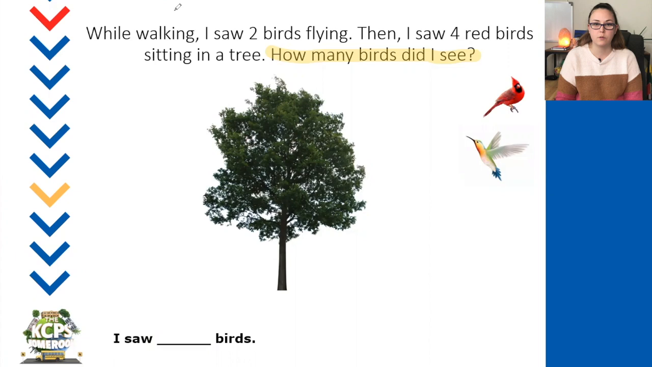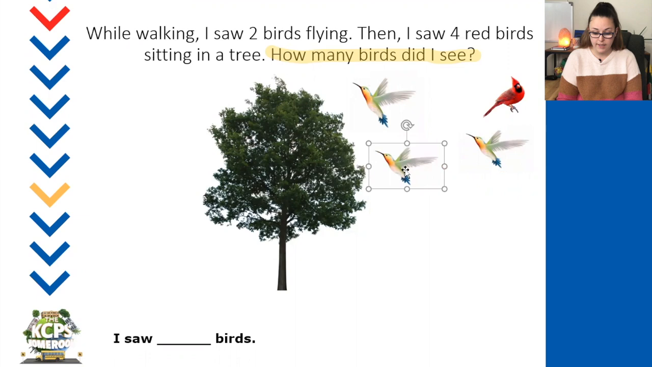So now let's go back to the problem. While walking, I saw two birds flying. I'm going to stop there. So I'm going to take the two birds and I'm going to make them fly. So here's one bird flying, and there's two birds flying. The next sentence says, then I saw four red birds sitting in a tree. So I take my red birds, and we're going to move them to the tree.